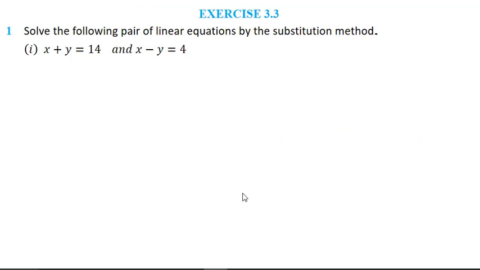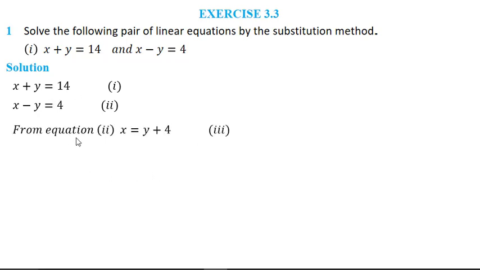The first problem is x plus y equals 14 and x minus y equals 4. So I have been given a pair of linear equations. I have to solve this pair of linear equations by substitution method. So I will first write these equations and name them equation 1, equation 2. Now from either of the equations, here in this case from equation number 2, I find the value of x. So I got the value of x as y plus 4. So x is y plus 4.